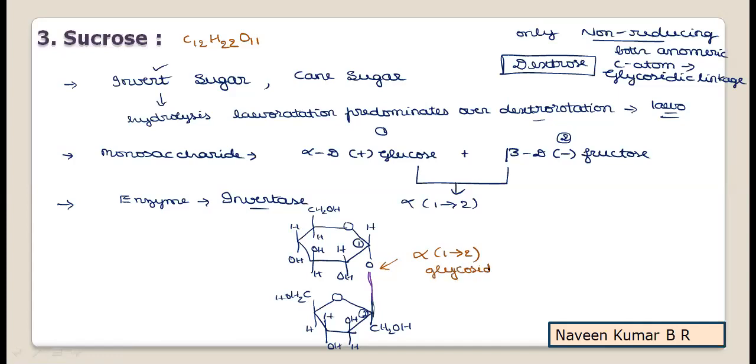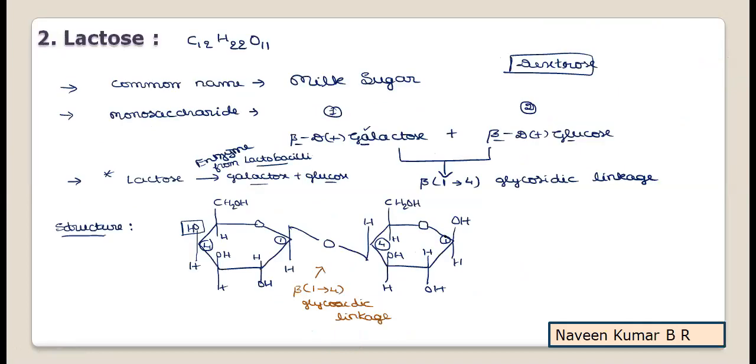So you can observe and recall the reducing and non-reducing properties. As both the functional group carbon atoms are involved in the glycosidic linkage, they are not free to reduce Fehling's solution and Tollens reagent, hence sucrose exhibits non-reducing property. Whereas if you observe the previous cases, if you take lactose, in the second monosaccharide the anomeric carbon is free, not involved in the glycosidic linkage, and is responsible for the reducing property.